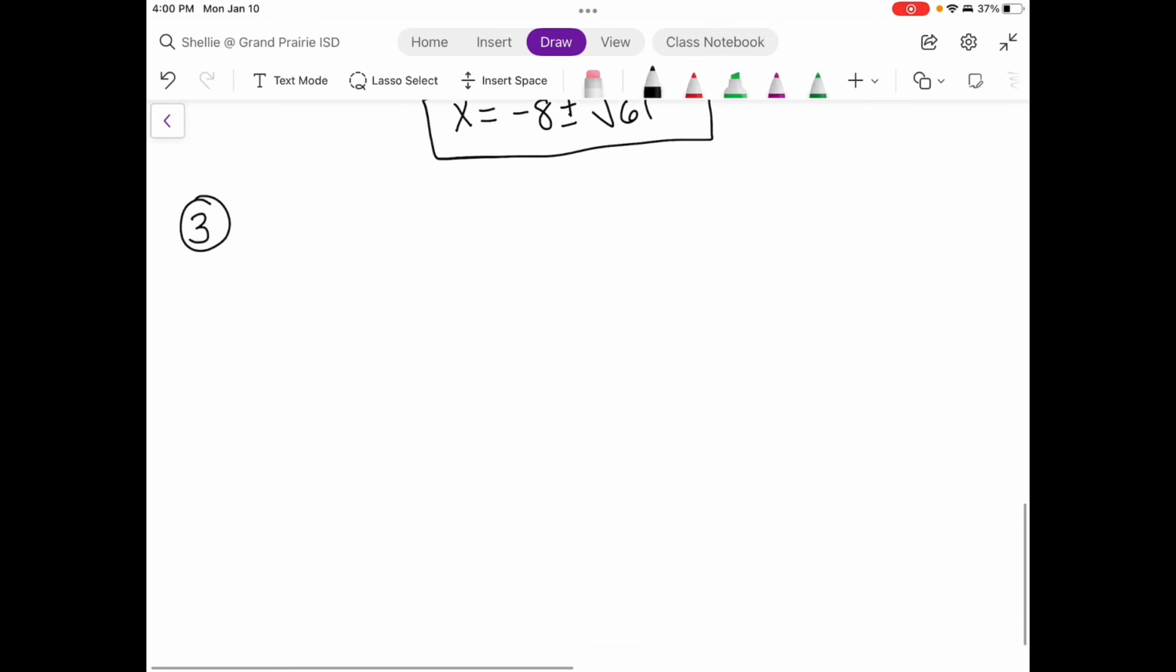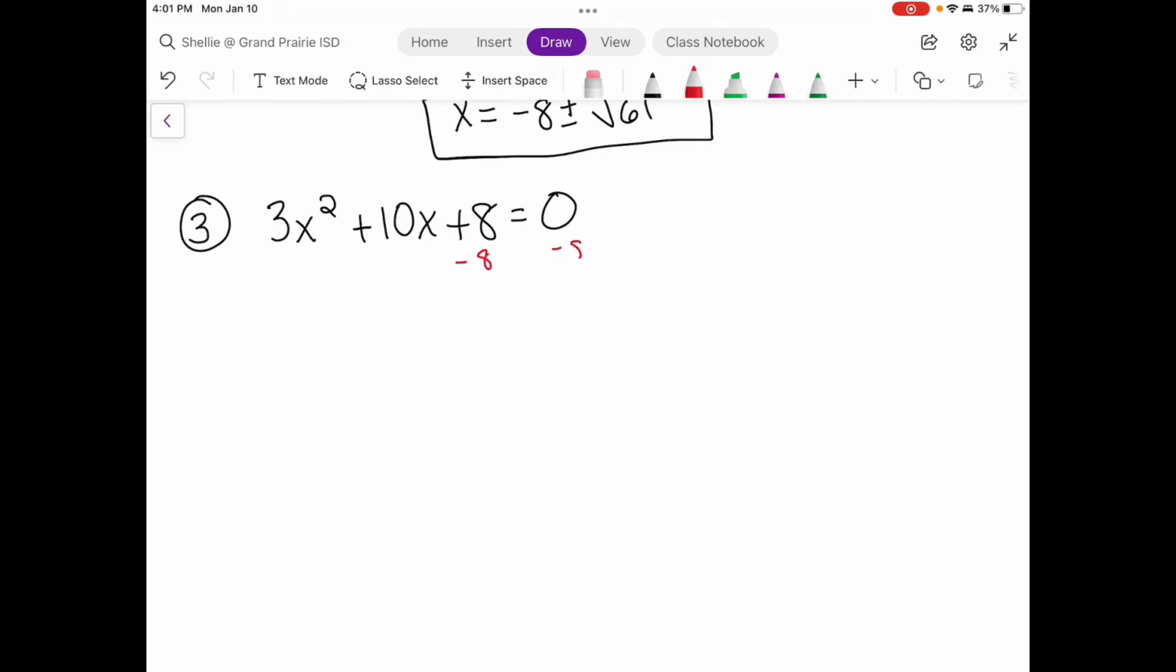All right, example 3. We have 3x squared plus 10x plus 8 equals 0. Now the first thing I want to do is get this in the correct form. I notice that my constant is not in the right location, so I'm going to go ahead and subtract 8 from both sides. So the constant will be correct. So I have 3x squared plus 10x equals negative 8.